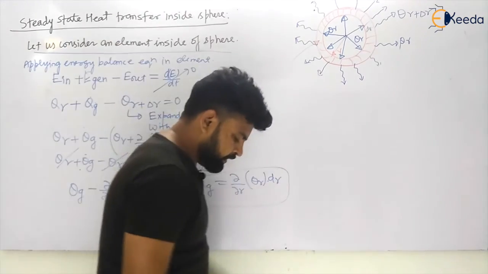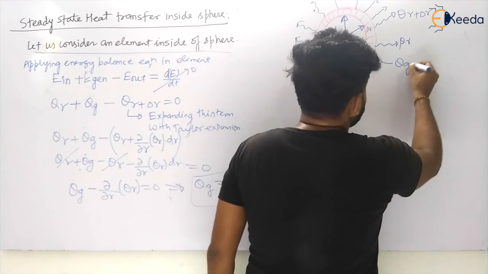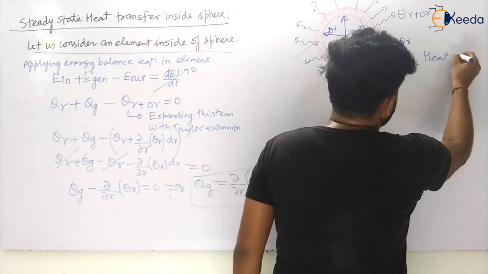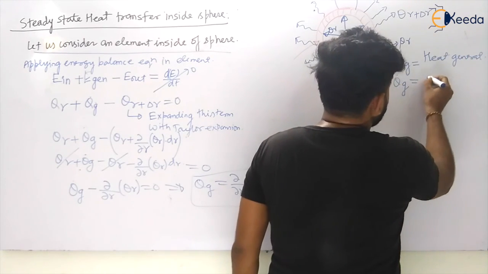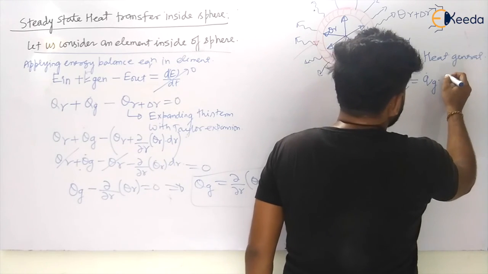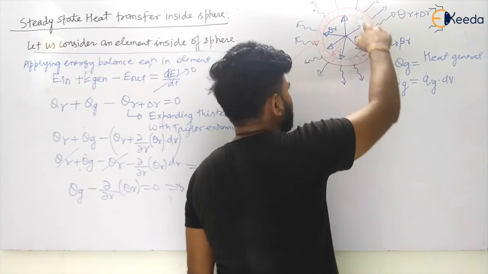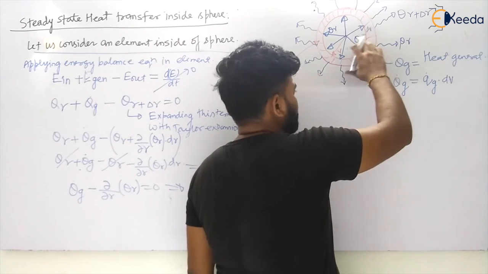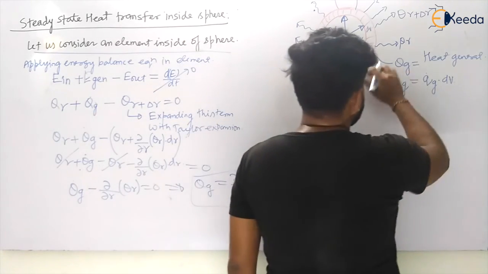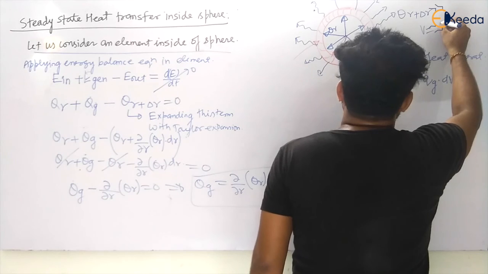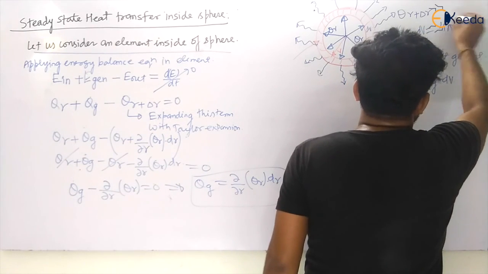What is Qg? That is the heat generated. We know Q generated is equal to small q, the generation per unit volume, into the volume, that is delta V of this element. What will be dV for this element? 2 pi R dr. Okay, sorry, it is not your cylinder, it is your sphere. So the volume for this will be 4 pi R square into dr.